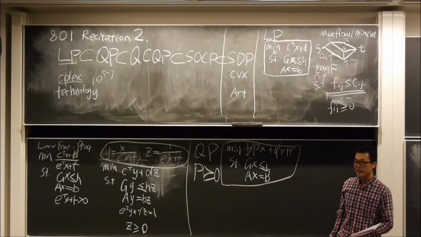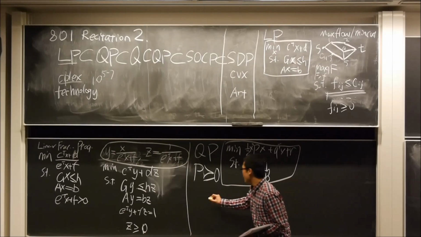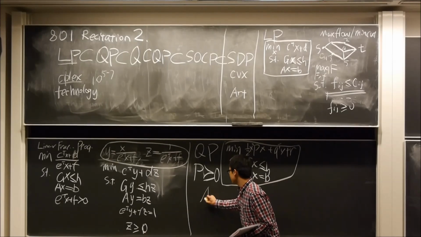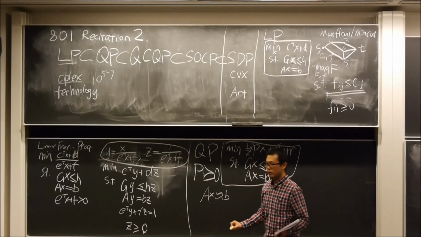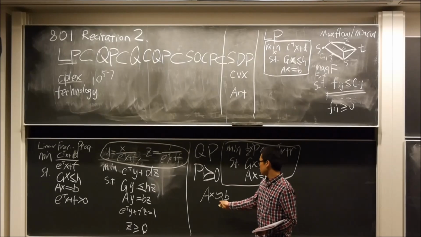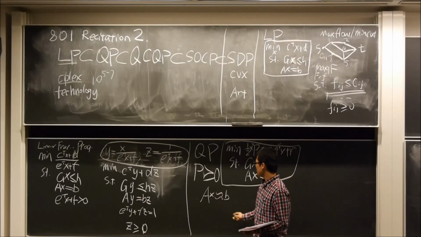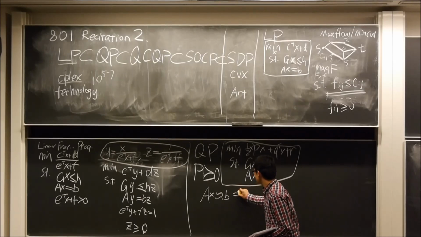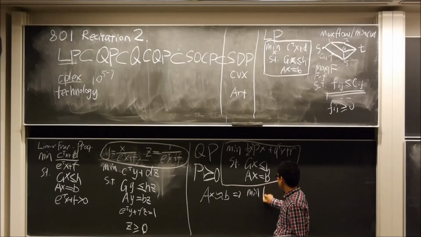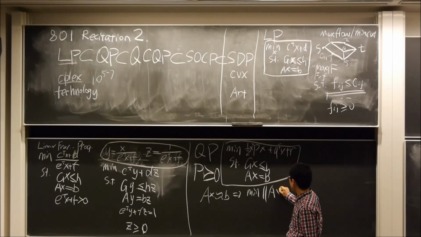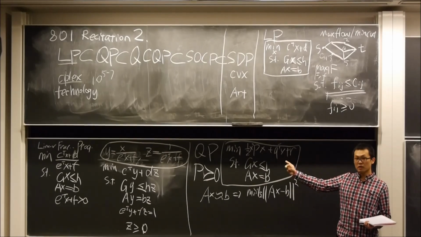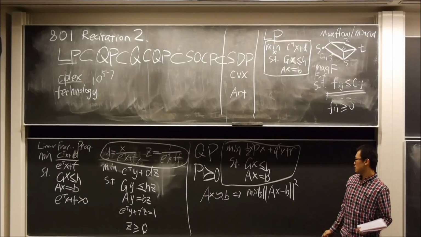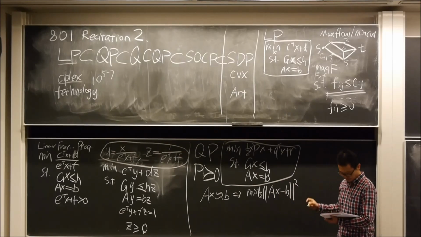For example, the ordinary least squares. If we have an overdetermined system of linear equations and we want to fit it to b, how are we going to solve it and minimize error? Because it cannot be exactly solved. One way of doing this is to minimize the norm of Ax minus b squared, and that is a QP, if we just expand the square.